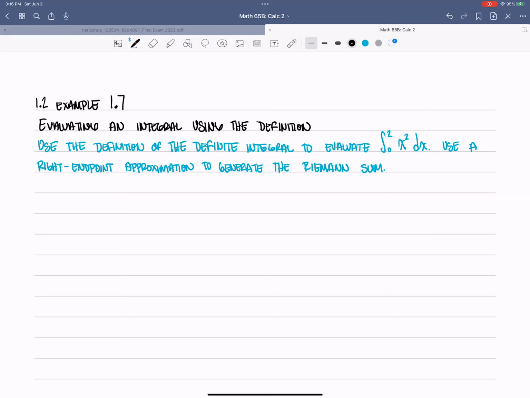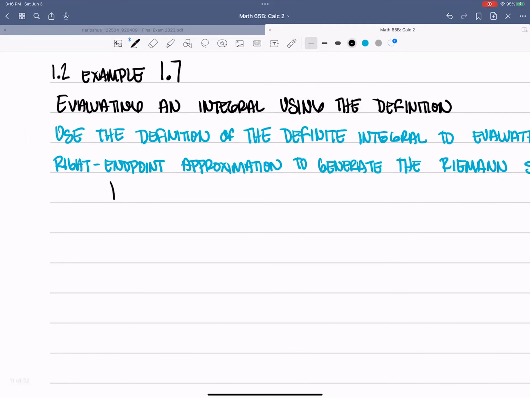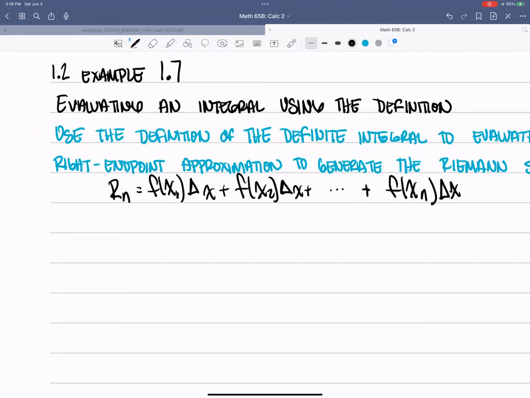Okay, all right, so let's start with the definition of our right endpoint approximation. So that's our R sub n, or f of x1. Remember, we're starting with the right endpoint, so f of x1 delta x plus f of x2 times delta x plus, we're adding all of those together, and f of xn delta x.